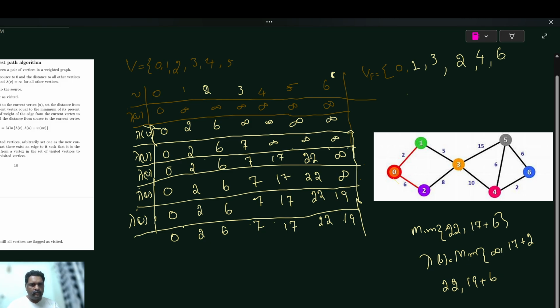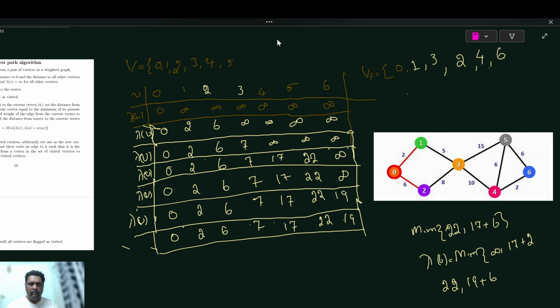Now vertex 6 is added to the visited vertices list. Now the next step: so far there is only one unvisited vertex. 0, 1, 2, 3, 4, 6 are visited, and 5 is not visited yet. To 5 we have 3 edges, and there are 3 vertices which are adjacent to vertex number 5. Anyway, this is the only vertex that remains unvisited.